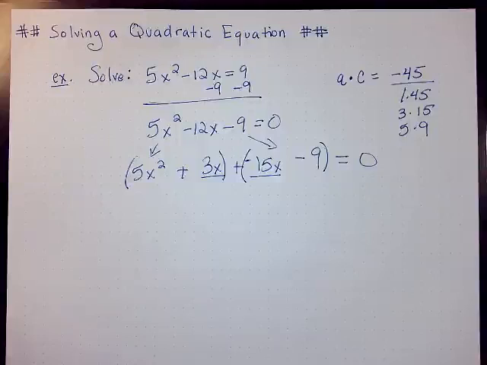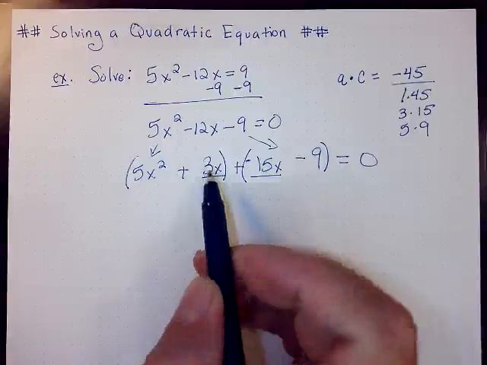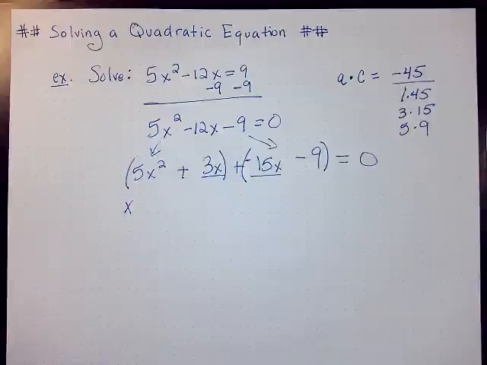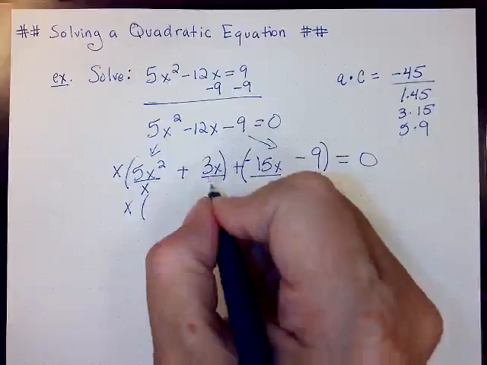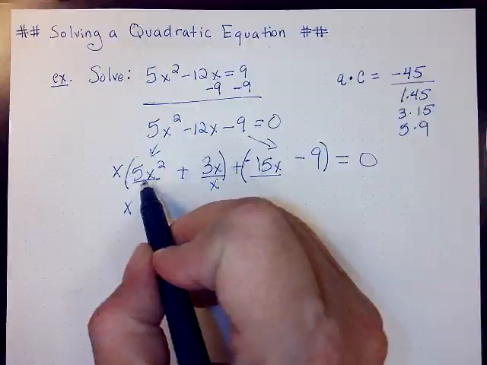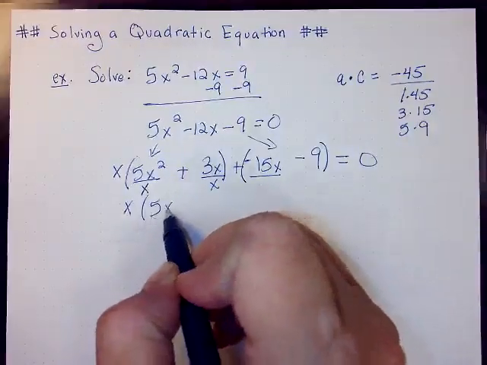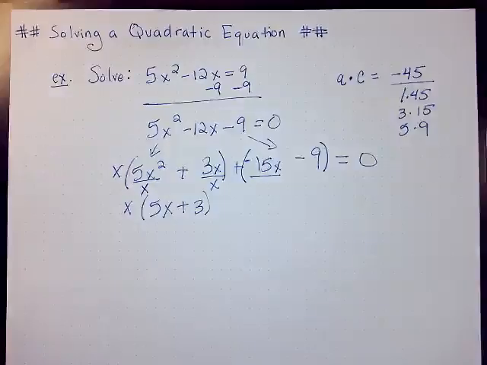In the first group, we need to now figure out what is the greatest common factor. The only thing in common with these 2 terms is the x. So we're going to put that out front, and we're going to divide the 5x squared and the 3x by that greatest common factor of x. What is our remaining factor when we do that? Well, let's look and see. This ends up being 5x plus 3, and the x's cancel.